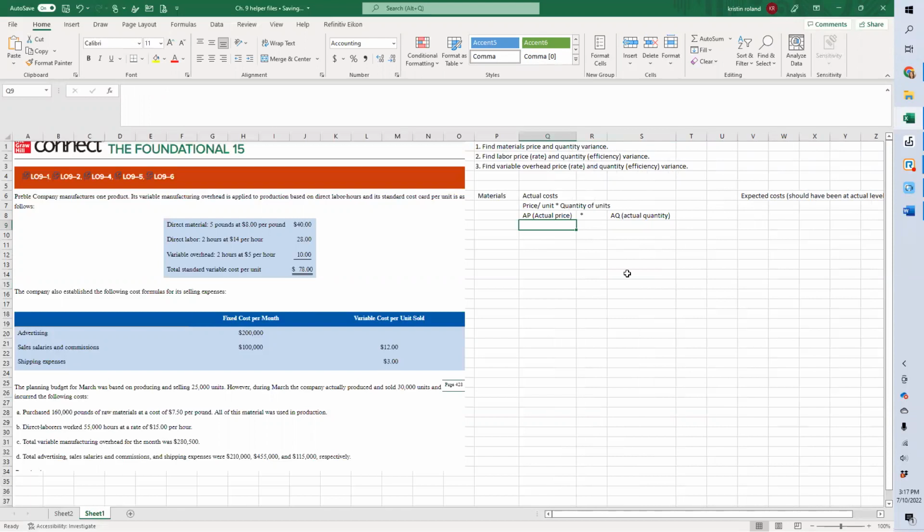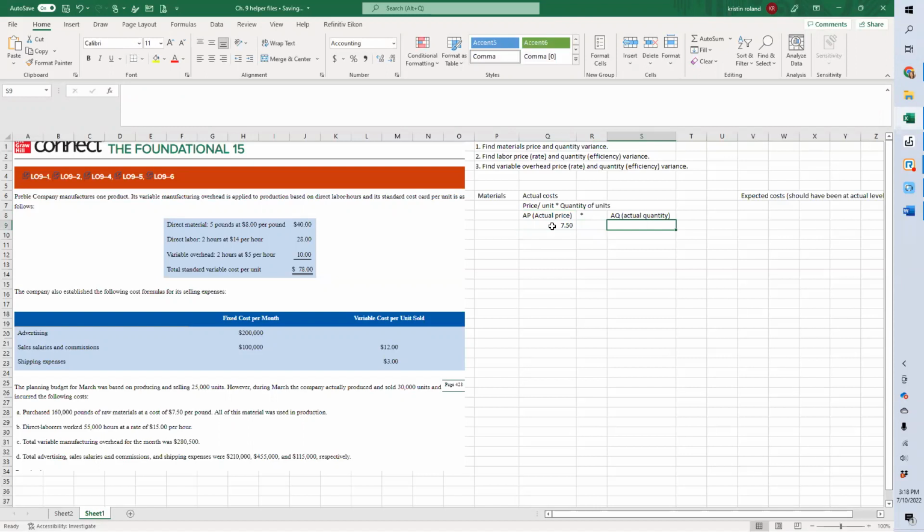Okay, so what was my actual price for materials? If you look around, you can see down here, it says we purchased 160,000 pounds of raw materials at a cost of $7.50 per pound. So just to clarify, this is my actual price per unit, or in this case, per pound, okay? So this should be $7.50, right?